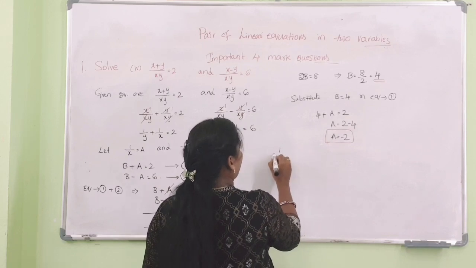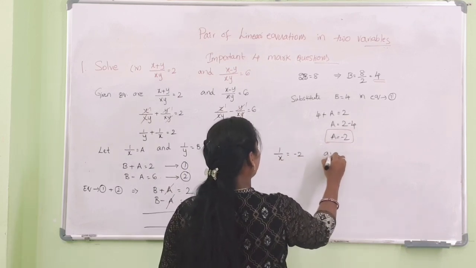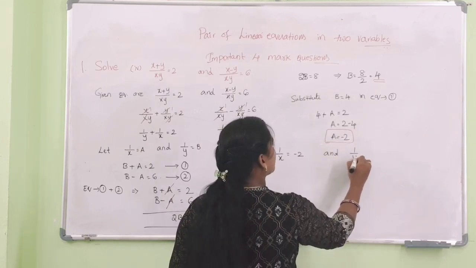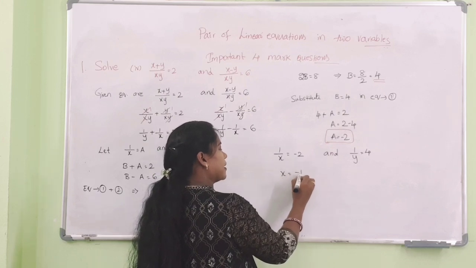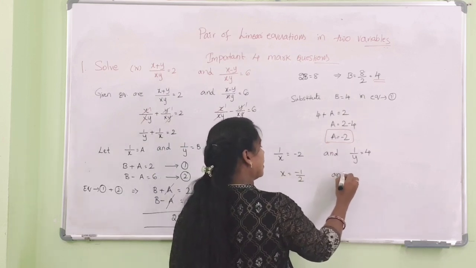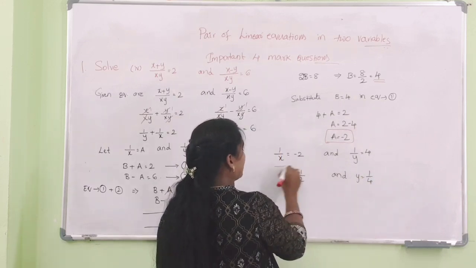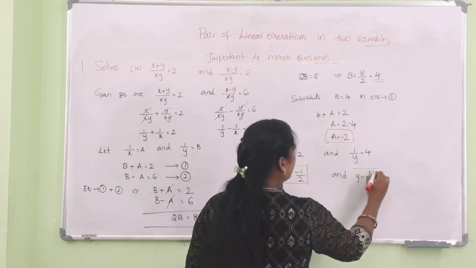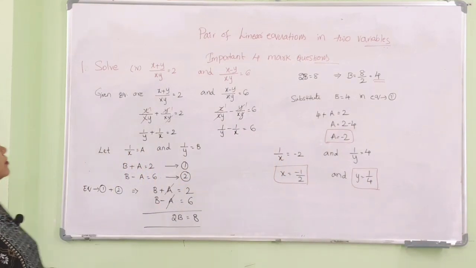So here we have 1 by x is equal to a, which is equal to minus 2, and 1 by y is equal to b, which is equal to 4. So here x will become minus 1 by 2 and y will become 1 by 4. So minus 1 by 2 and 1 by 4 are the required values for the given equation.